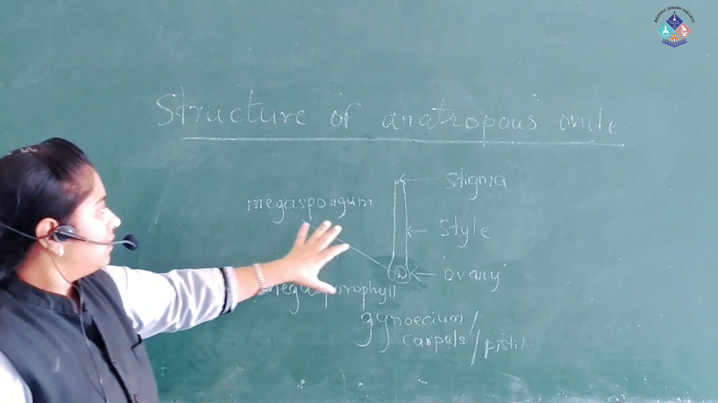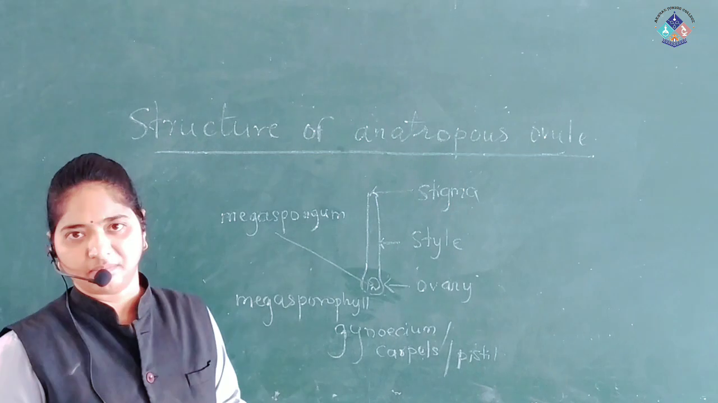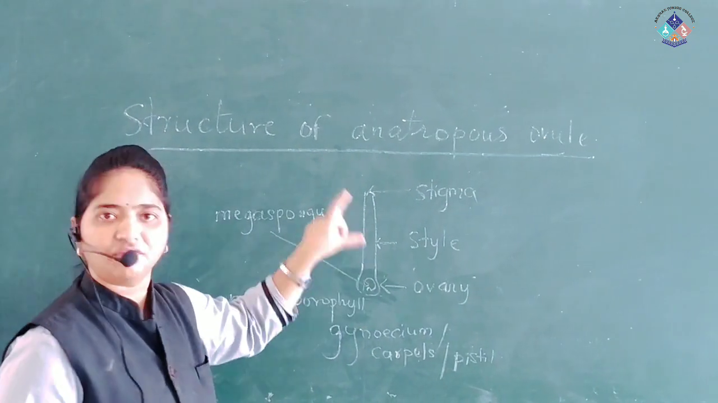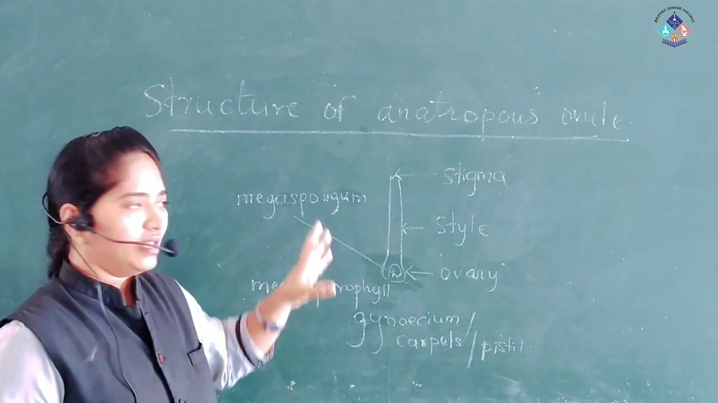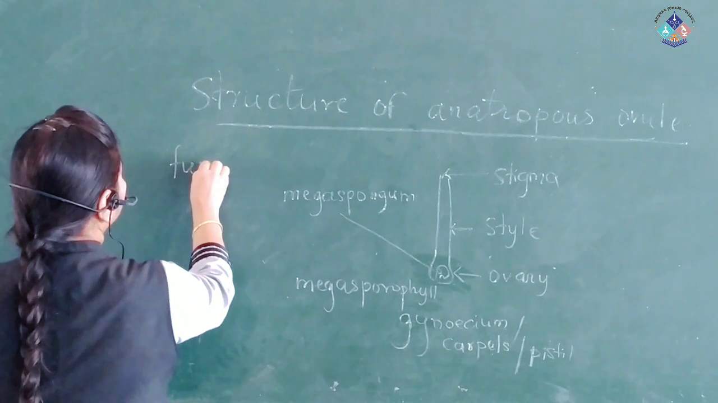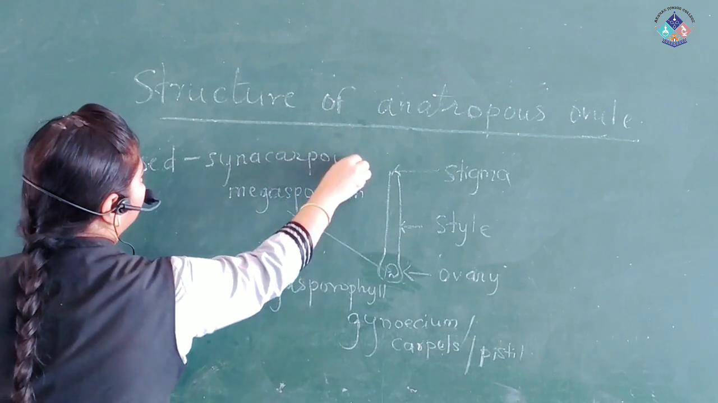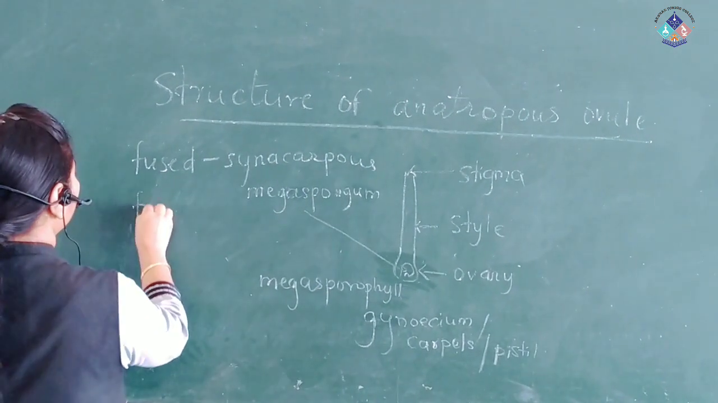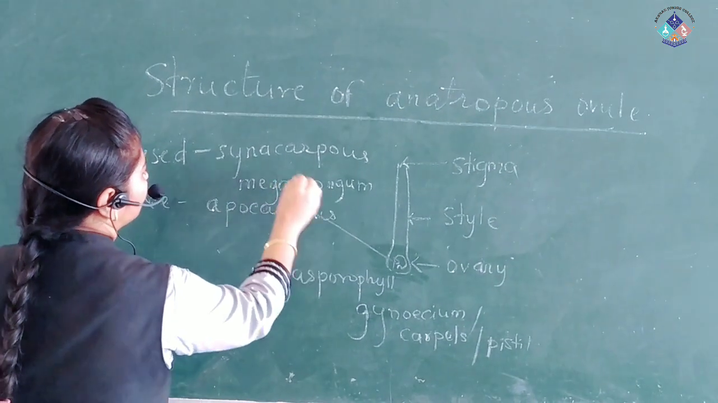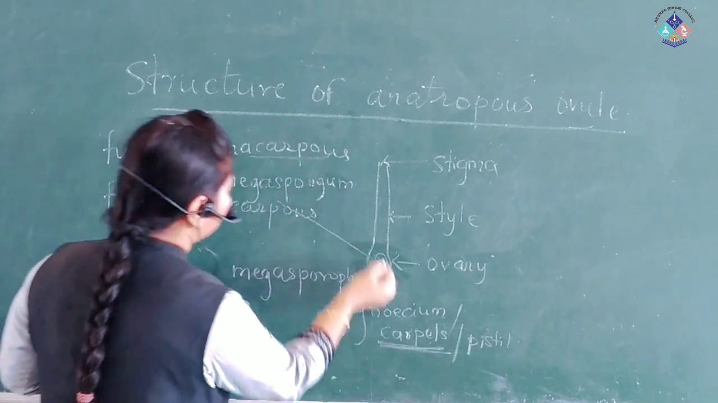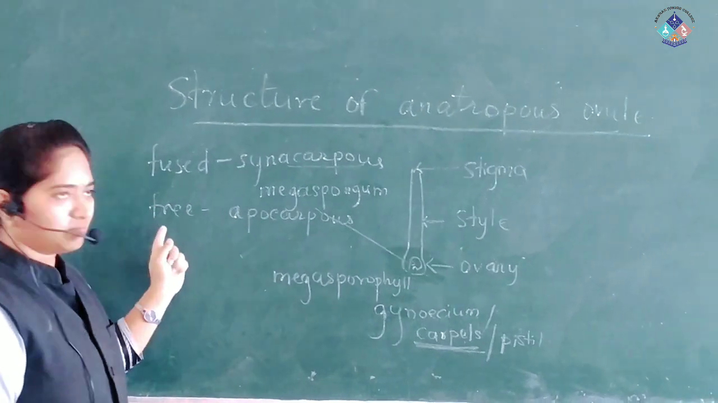Let's see. This is the female part. Again, it has a different concept. If this carpel is free, some plants have free carpel, some have fused carpel. If it is fused up, then it is called syncarpous. And if it is free, it is called apocarpous. Apocarpous. You can see carpus, carpel. Okay, the word is from carpel. Syncarpous means fused up. Apocarpous means free.